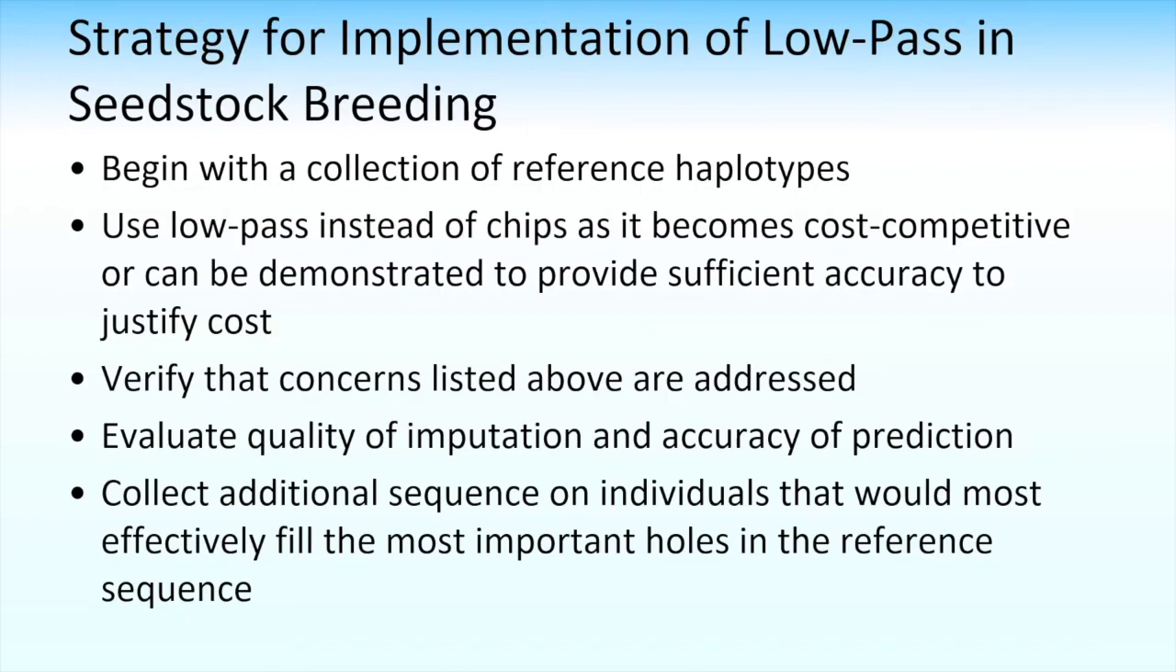And so our best guess at a strategy for that is, obviously we would begin with a collection of reference haplotypes that's appropriate for the populations to be evaluated. Then use low pass instead of chips as it becomes cost competitive to do so or can be demonstrated to provide sufficient accuracy to justify the cost. Verify that the concerns listed above are addressed, especially that we're continuing to get good genotypes for the marker loci that would still be required for the genetic evaluation. We want to evaluate quality of imputation and accuracy of prediction, and then collect additional sequence on those individuals that would most effectively fill the most important holes in the reference sequence.